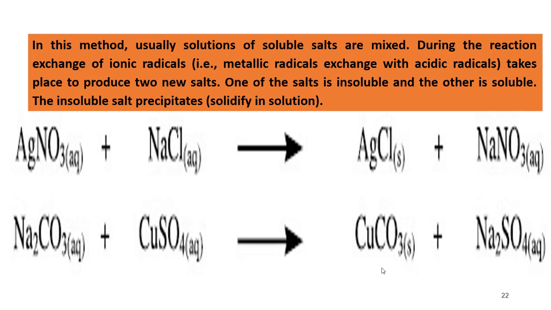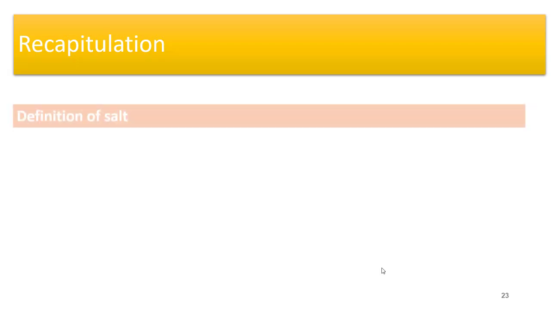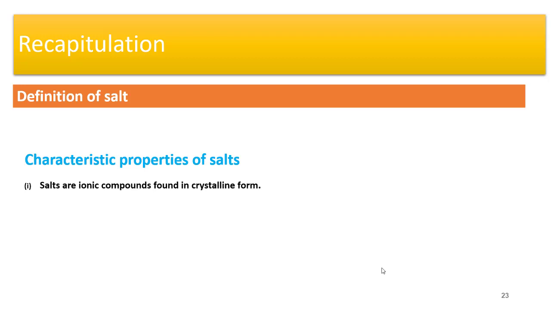So it was all about the preparation of salt. How can you prepare salt? Let's have a recapitulation. First of all, you learn the definition of salt, that salts are ionic compounds generally formed by the neutralization of an acid and a base. Next, you learn some characteristic properties of salt. First, you learn that salts are ionic compounds and they are found in crystalline form. Next, you learn that they have high melting and boiling points.